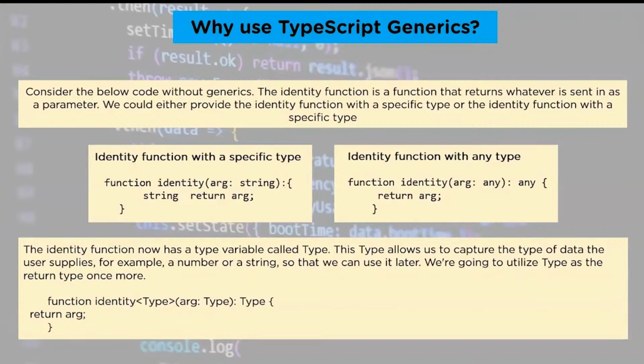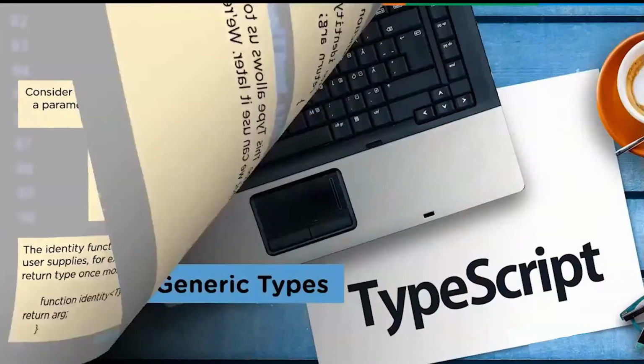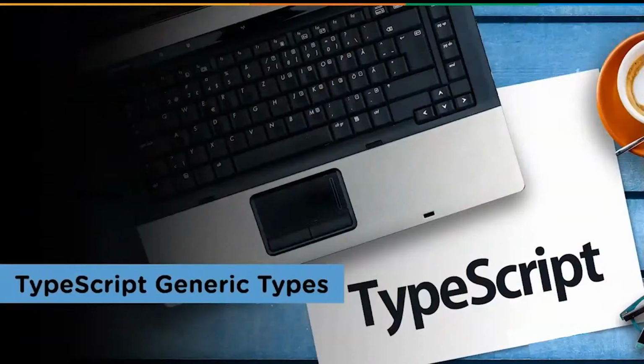We can use two methods to invoke the generic identity function after writing it. One method is to pass all the parameters to the function, including the type argument. The other method is to utilize type argument inference. Now let us look at the TypeScript generic types.